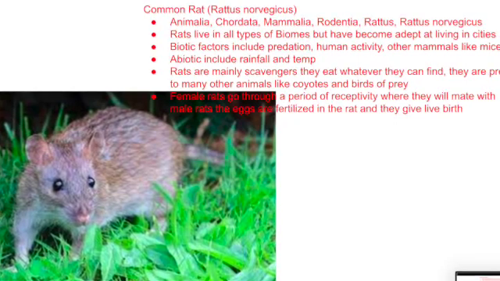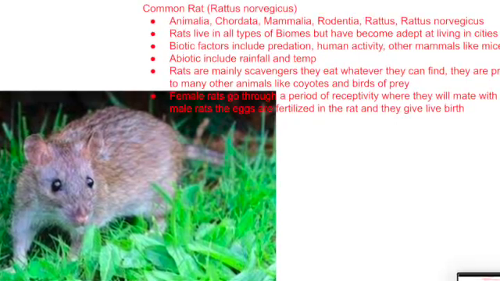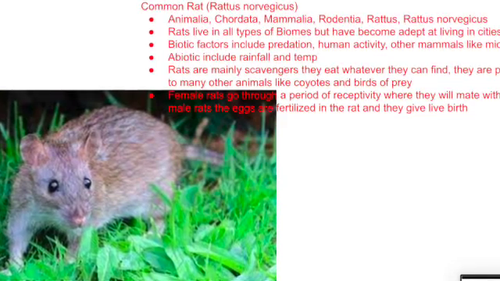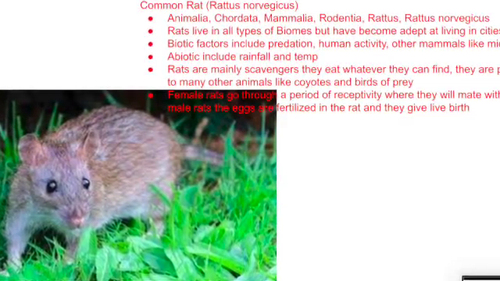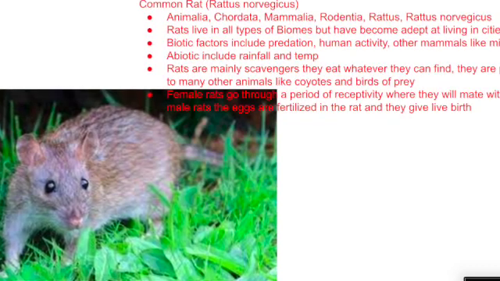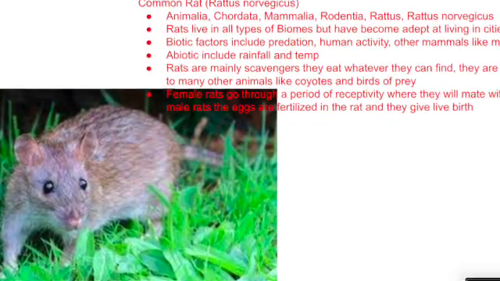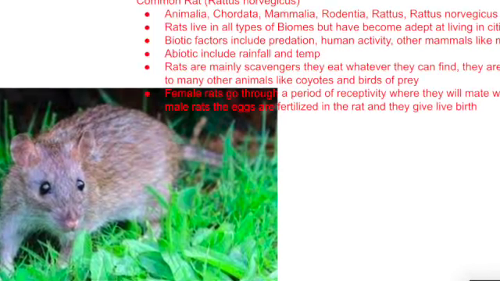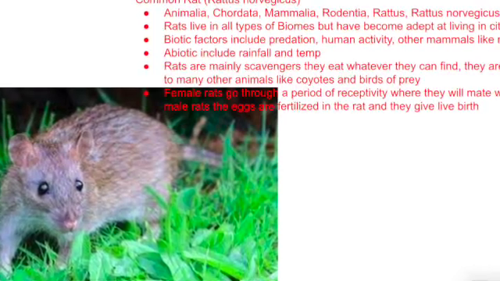Biotic factors include predation, human activity, and other mammals like mice. Abiotic factors include rainfall and temperature. Rats are mainly scavengers that eat whatever they can find. They are prey to many other animals like coyotes and birds of prey.